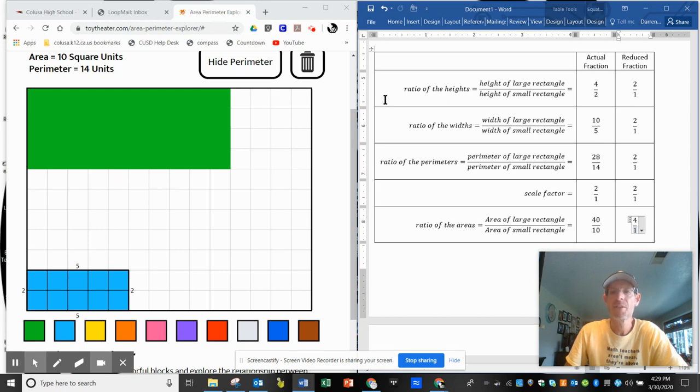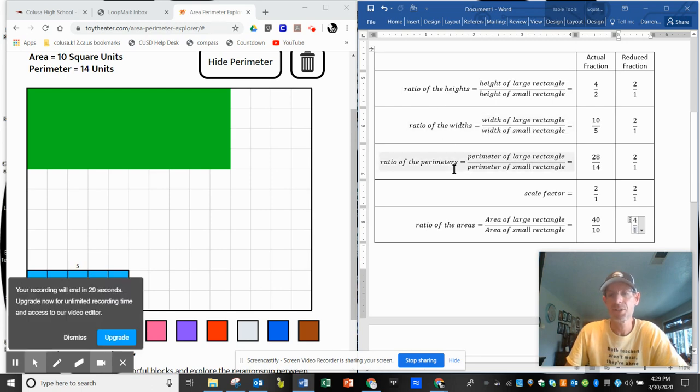So although the heights got doubled, the widths got doubled, the perimeters got doubled, what happened to the area is the area became 4 times as large. So the rule that we're trying to learn in math is that whatever the scale factor is, if you square that, 2 over 1 to the second power is 4 over 1. And that will tell you the ratio of the areas.